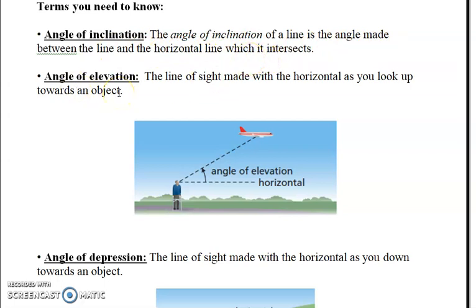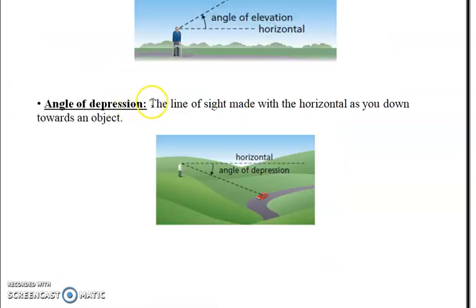Angle of elevation is very similar to that, but it's a line of sight that's made with the horizontal as you look up towards an object, and then the angle of depression is the line of sight made with the horizontal as you look down towards an object. Okay.